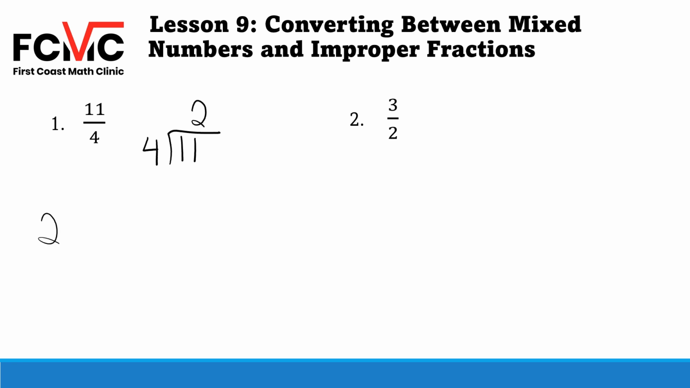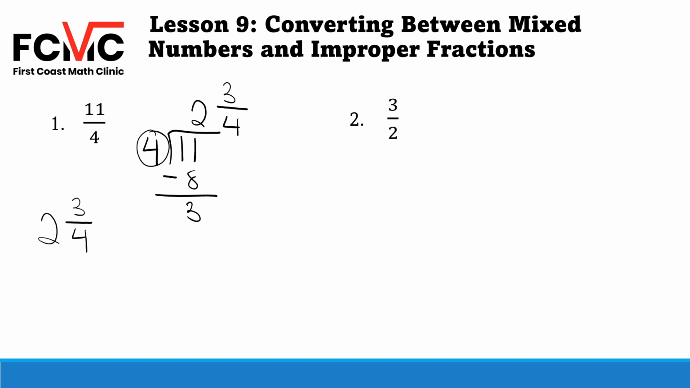So 2 times 4 is 8. We're going to subtract, we get 3. So the 3 is going to be our numerator for our fraction. And the 4, what we're dividing by, is going to be the denominator. So this is going to be 2 and 3/4. So our 11/4 converts to 2 and 3/4 as a mixed number.